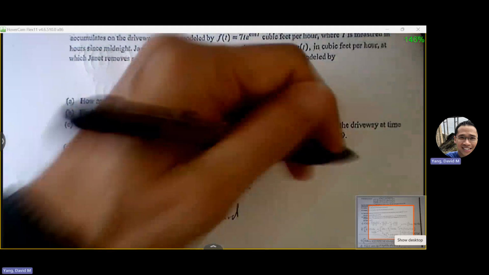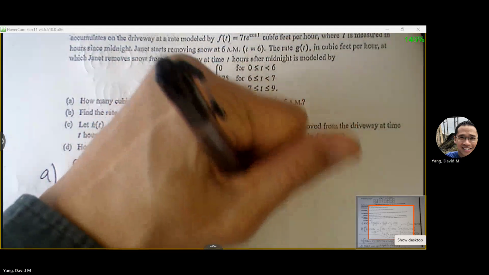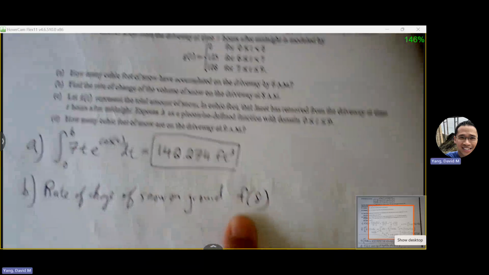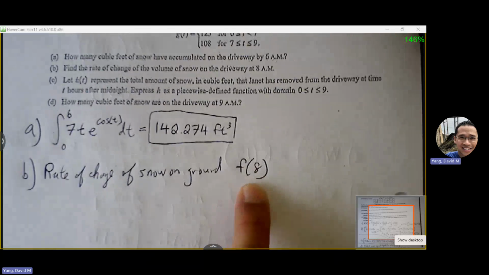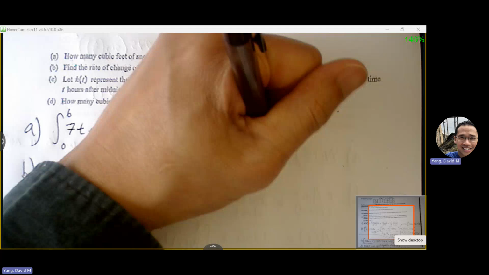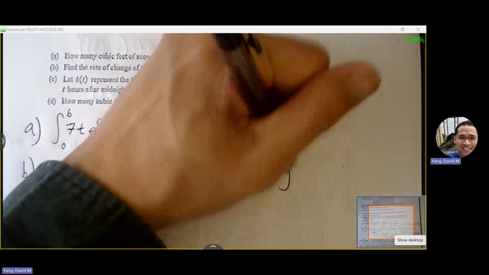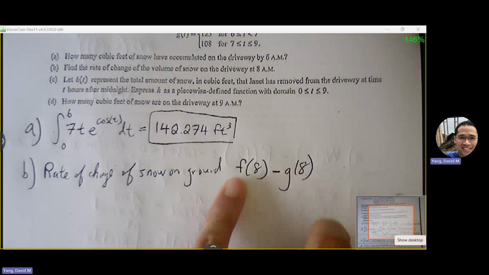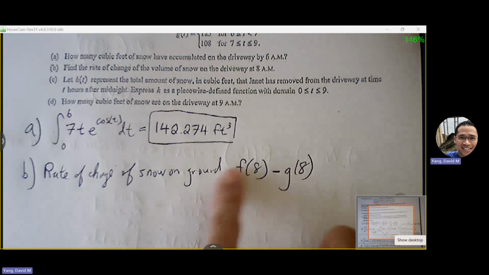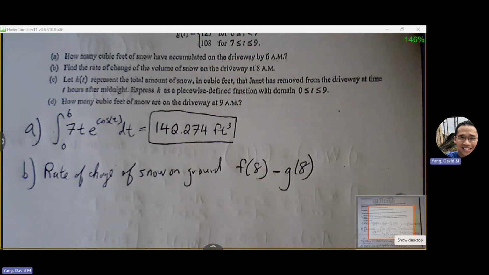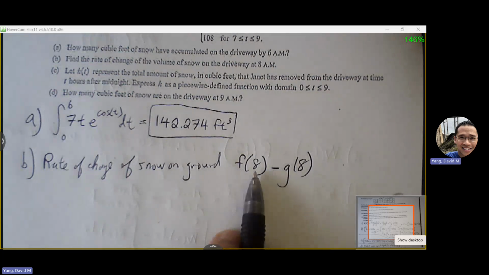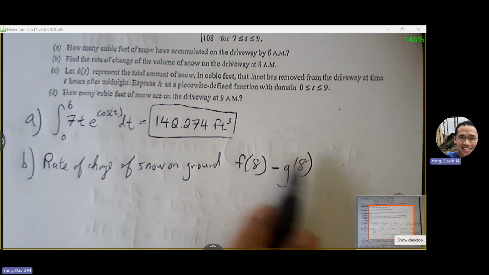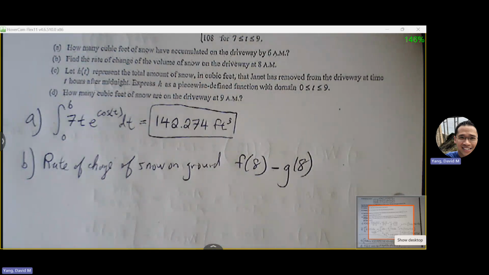We can look at two things, right? We can look at the rate of snow that's being added to the ground, and then subtract the rate at which Janet is removing snow. And if f of 8 is greater than g of 8, we'll get a positive number. If we get a positive number, that means there's more snow being added to the ground than what Janet is able to remove. But if g of 8 is greater than f of 8, then we'll get a negative number. That will tell us the rate at which snow is getting removed off the ground.